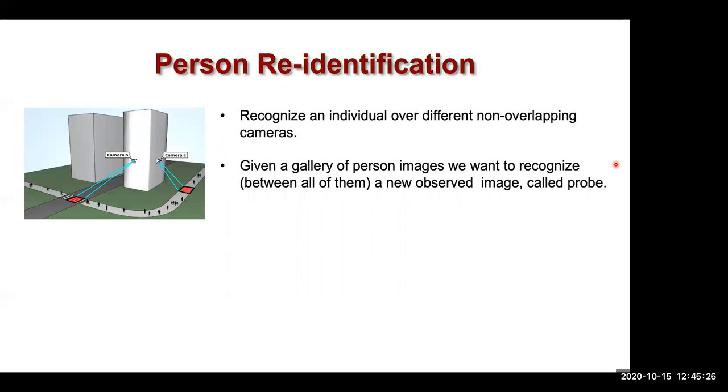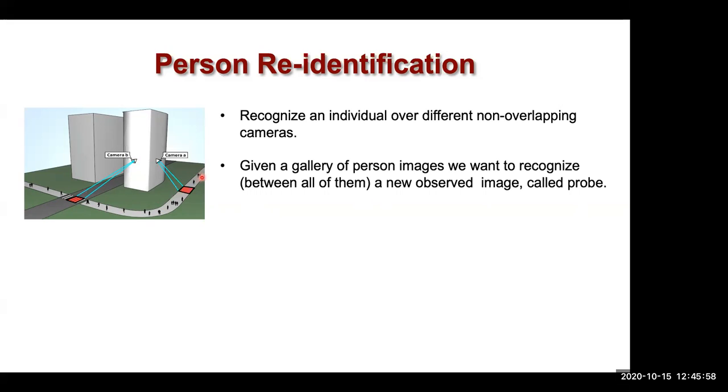Let me start with person re-identification, which is probably simpler to understand, at least how we approach the problem. So in person re-identification, which is a classical problem with applications in, for example, video surveillance, you have two or more cameras. Maybe they are far away. The fields of view do not overlap. Like in this situation here, you have camera A and you have camera B. Suppose that there are some people walking over here.